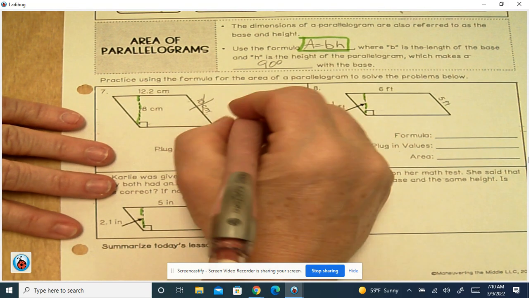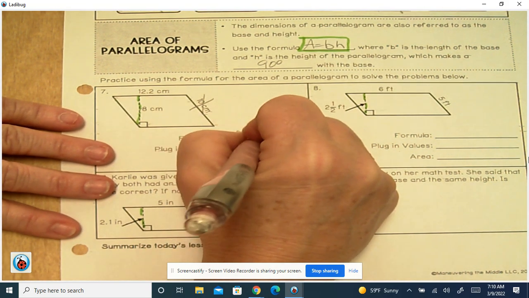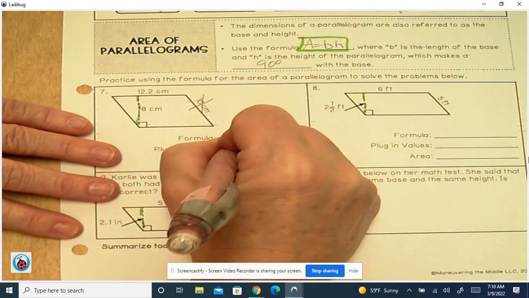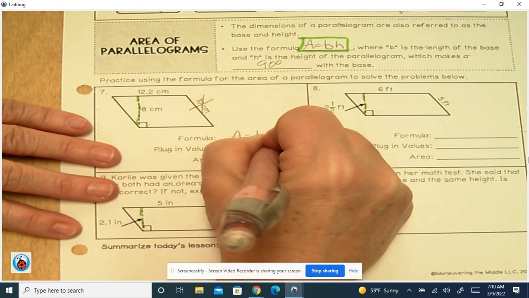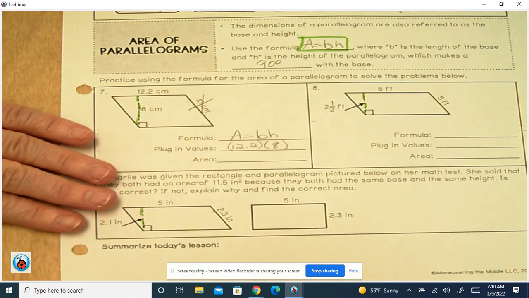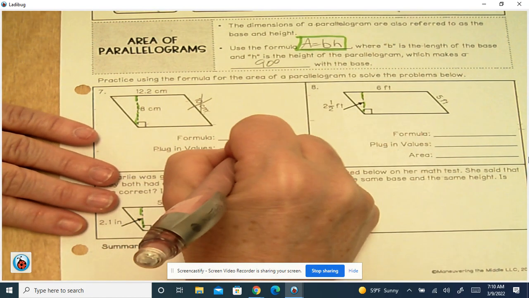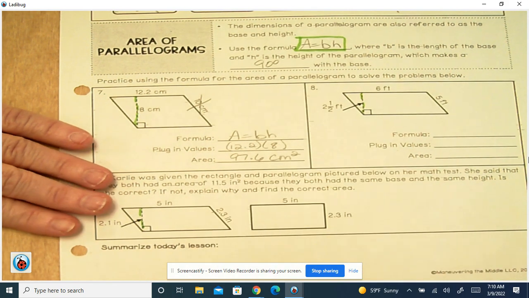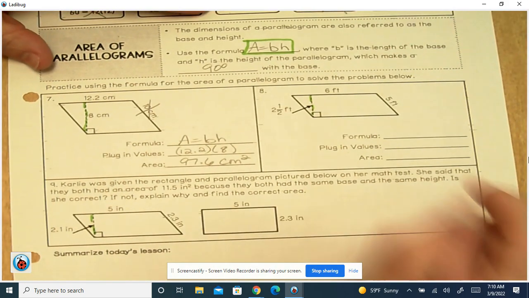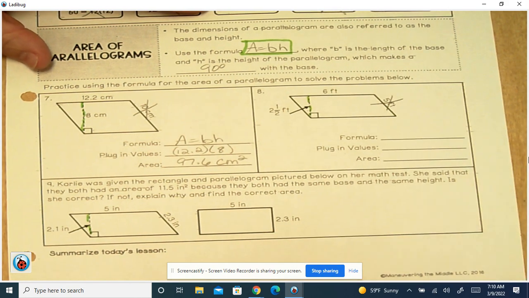So here we've got our formula. Area equals the base times the height. Got 12.2 is the base and the height is 8. And you multiply those together, you get 97.6 centimeters squared.